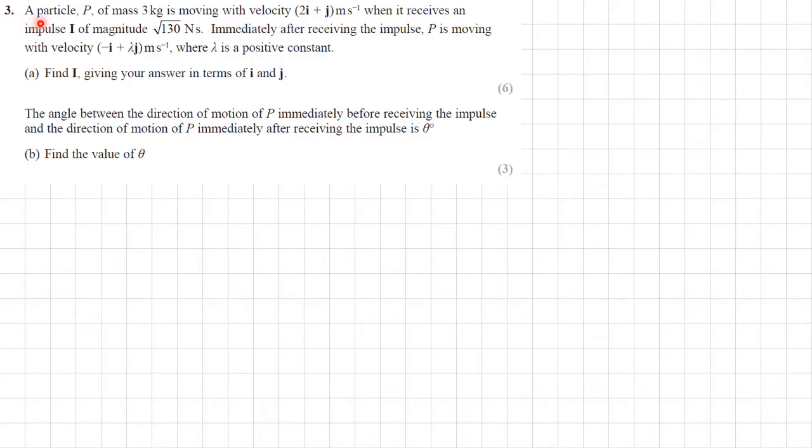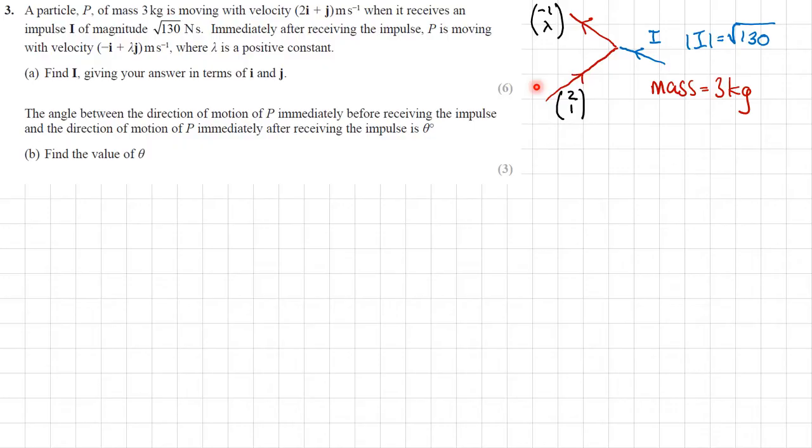Question 3. A particle P of mass 3 kg is moving with velocity 2i plus j meters per second when it receives an impulse of magnitude √130 newton seconds. Immediately after receiving the impulse, P is moving with velocity -i plus lambda j meters per second, where lambda is a positive constant. Part A, find I, the impulse, giving your answer in terms of i and j.